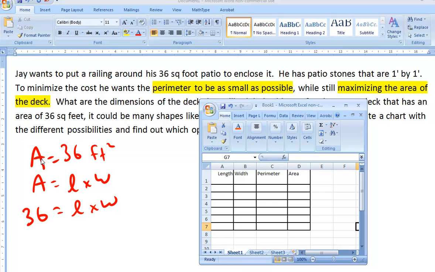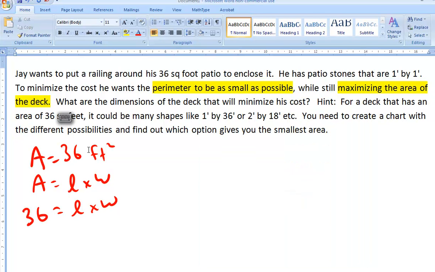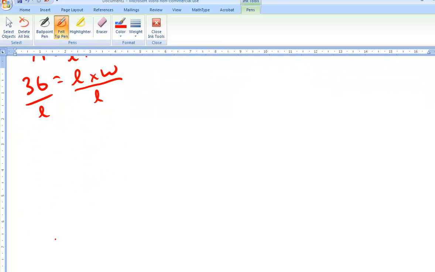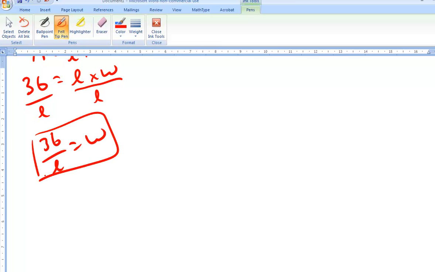Before I do that, if the area is 36 square feet, then the area is length times width. We know that 36 is length times width. So I could get width in terms of length, so I don't have to calculate this too much. Just like solving an equation, divide both sides by length. Then 36 divided by length should equal the width. So I've got an equation I can use that will help me in my Excel.